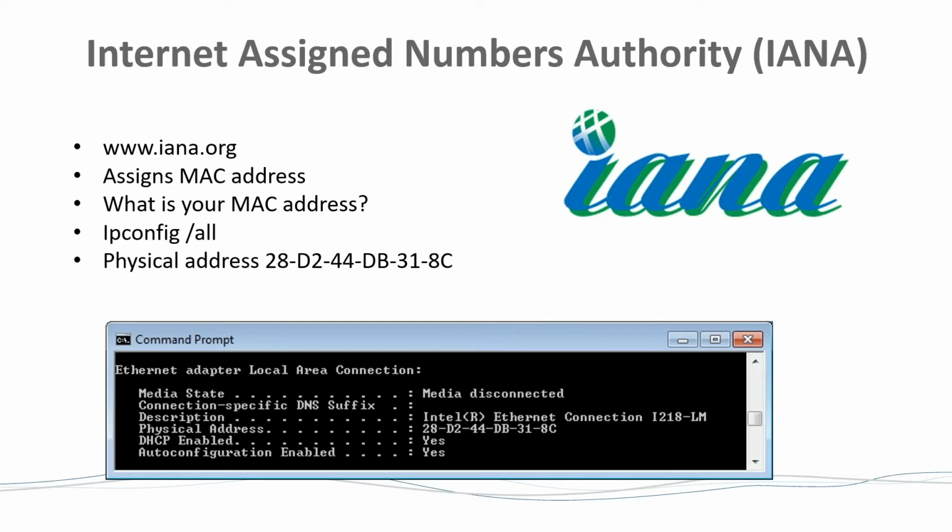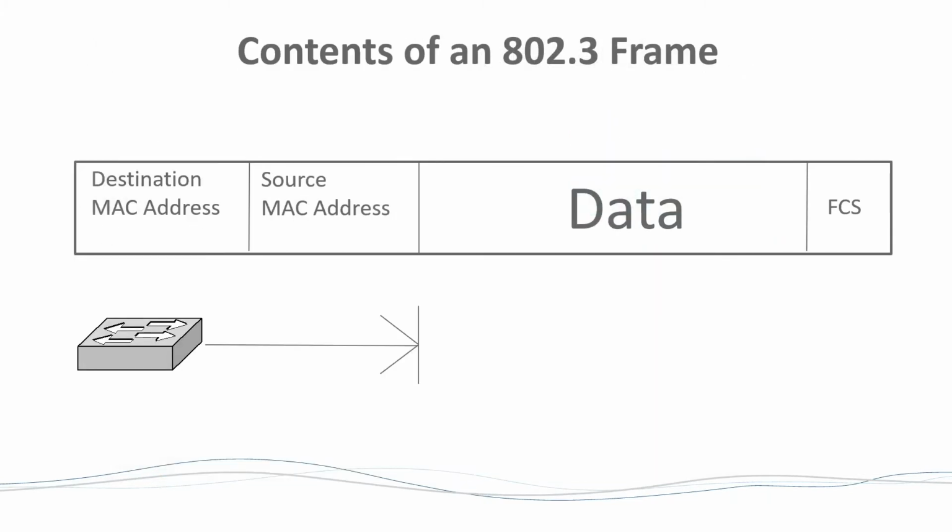So that's the physical address. That's how you see it on your laptop. Every device has it. When the data link layer, layer 2, that we're talking about, processes information, it processes it into an 802.3 frame. So what is 802.3? 802.3 is the engineering standard for Ethernet.